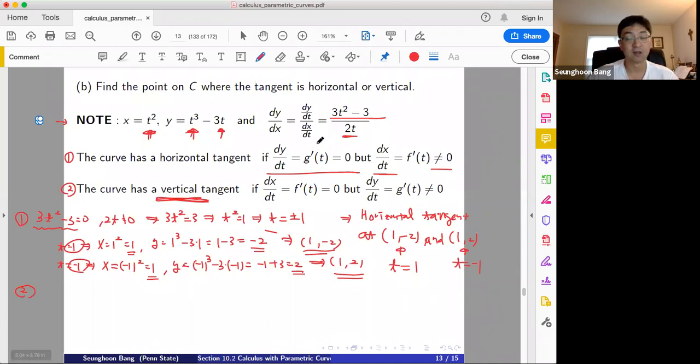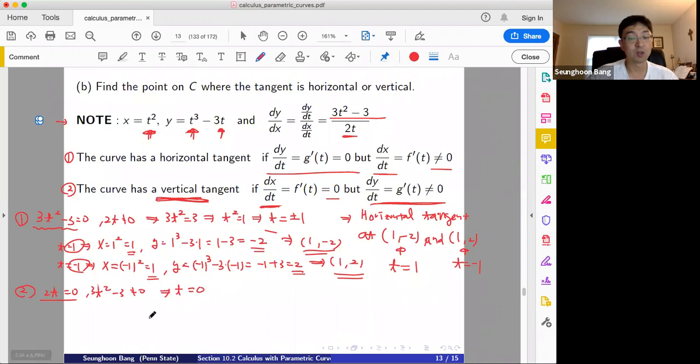Next, vertical tangent line. Let me see which one equals 0: 3t squared minus 3 equals 0, or 2t equals 0. Top one equals 0 or bottom one equals 0? Which one equals 0 for finding a vertical tangent line? Could you write your answer? Yeah, bottom one equals 0. You're right. Here, dx/dt equals 0. Only the bottom one, 2t equals 0. But the top one is non-zero. dy/dt is the top one, 3t squared minus 3, is not equal to 0.